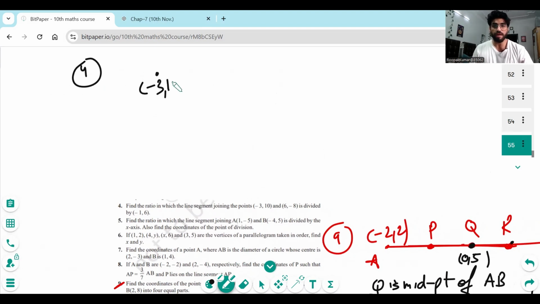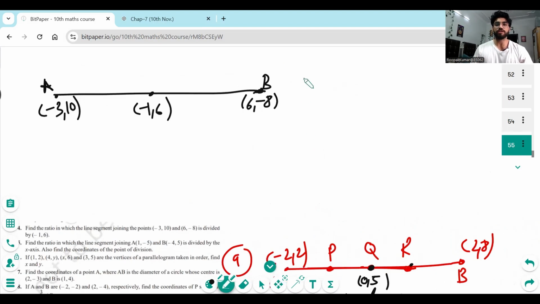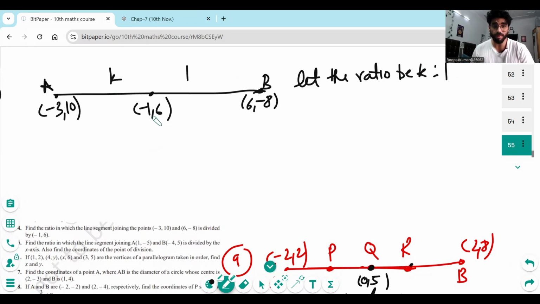So let's say this time the point in between is given, and the point is (-1, 6). And they ask you what the ratio is. So how do we do such questions? We assume, let the ratio be k ratio 1. That means this is k and this is 1. Now you apply the formula for either X or Y, whichever one you want. Let's say I apply it for X, which is given already: (m2x1 + m1x2)/(m1 + m2).